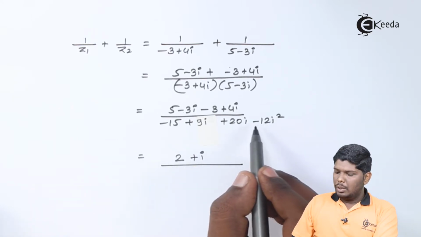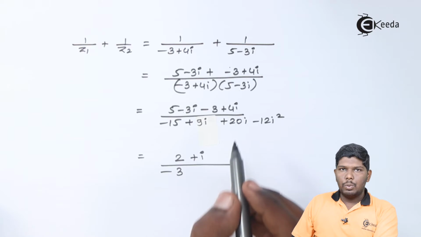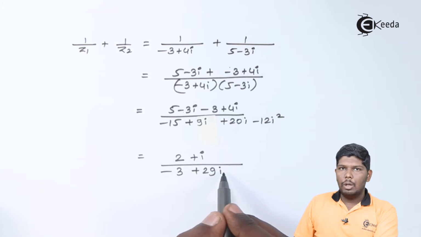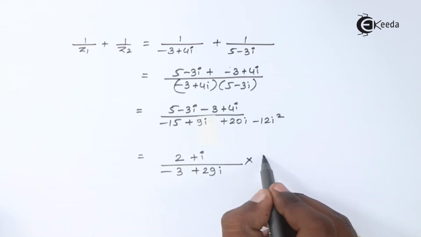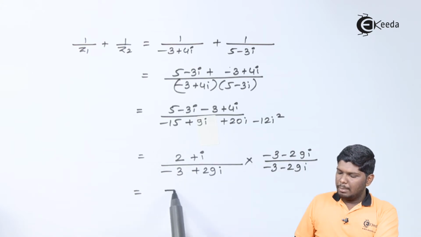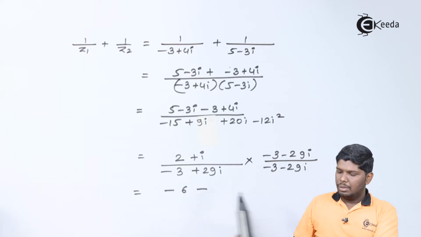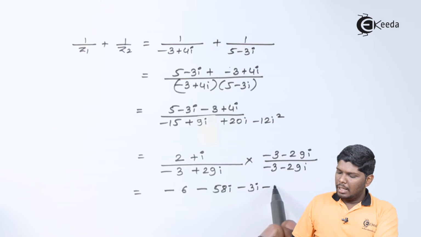Again we have i square as minus 1, so this will become plus 12, and 12 minus 15 will give you minus 3. 9i plus 20i will give you 29i. Now remember, whenever we have a complex number in the denominator, we need to rationalize, and the rationalizing factor will be minus 3 minus 29i. So in the numerator we have 2 into minus 3 as minus 6. 2 into 29i will give you 58i. i into minus 3 will be minus 3i, and 29i into i will give you minus 29i square, and the value of i square will be minus 1.